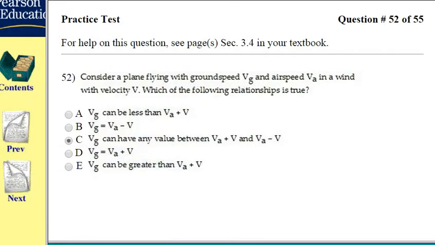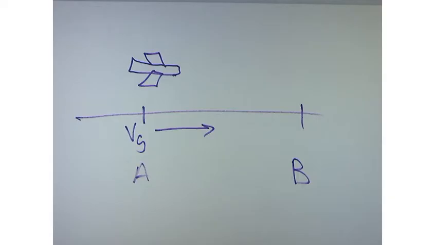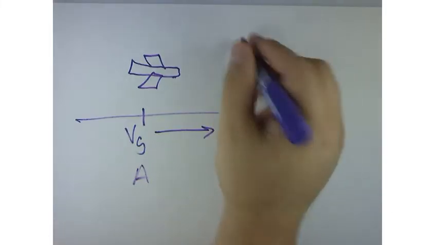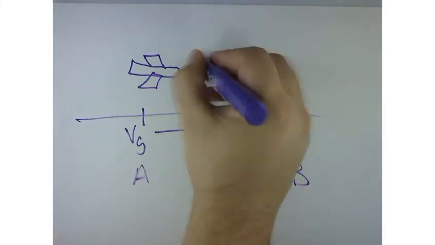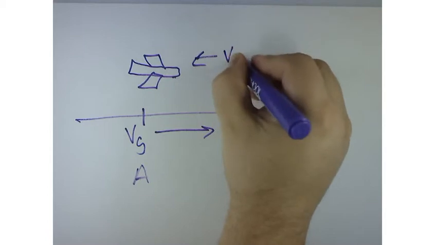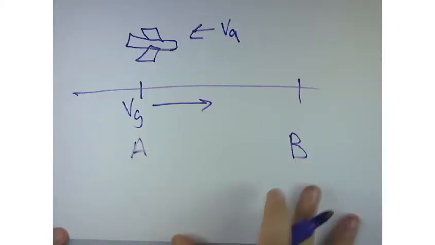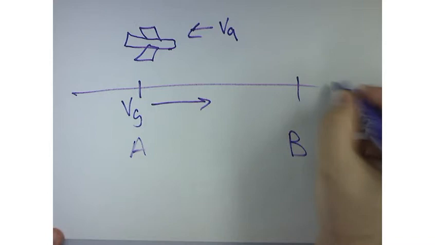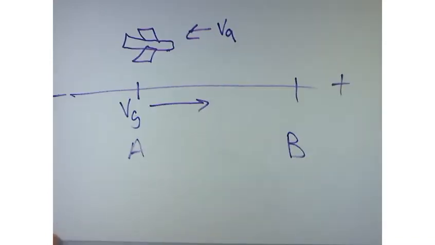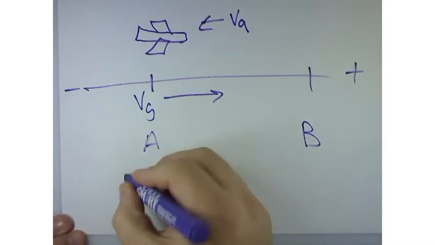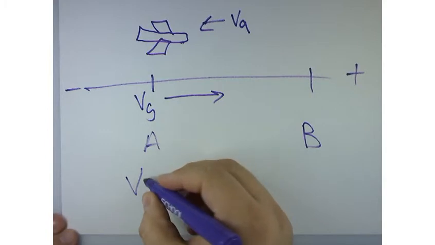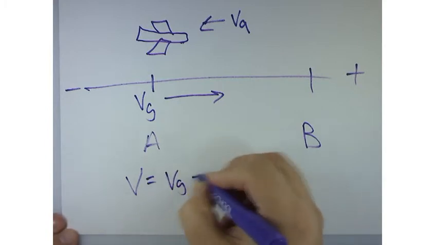But the question said that VG and the airspeed VA in the wind with a velocity of V. So what they want us to consider is an airspeed. Now if the airspeed is blowing this way, well, that's a negative value, isn't it? If going to the right is positive and going to the left is negative, then my overall velocity of the plane would be like VG minus VA, right?